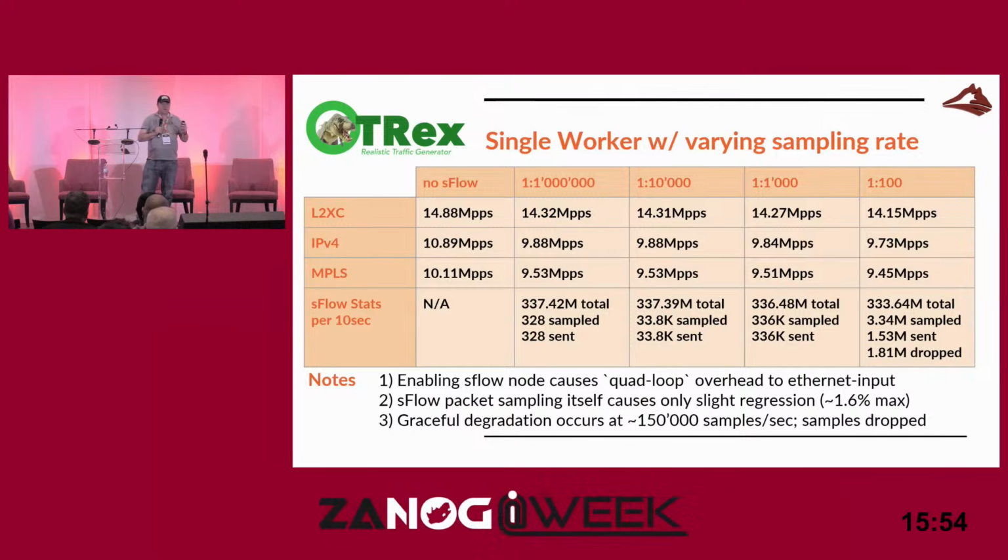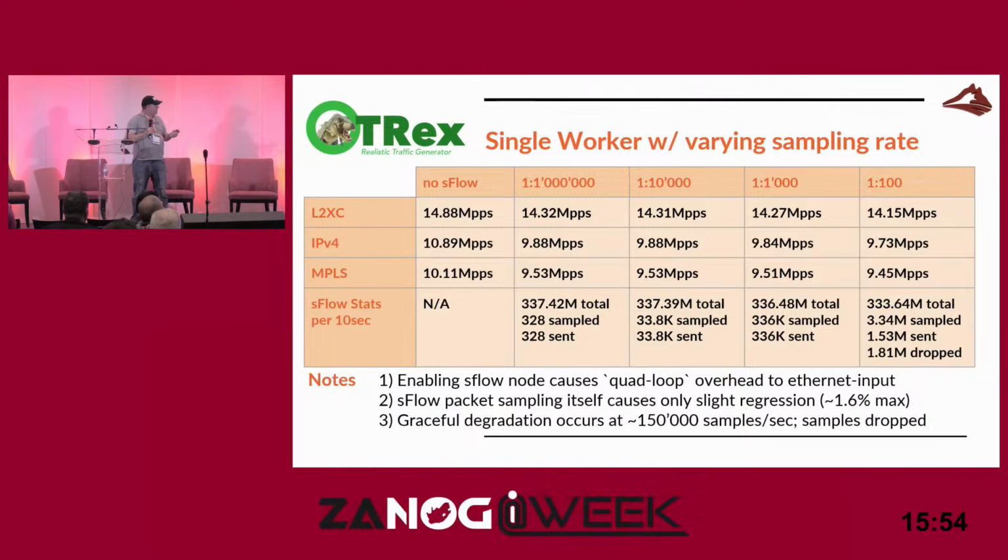If I turn on sFlow now, so this second row here, it drops to 14.3 million packets per second on 1 core. That's because now we have to inspect every packet through this graph node, which takes 9 CPU cycles per packet, right? So it's not entirely free. But then if I ratchet up the sample count from 1 in 1 million to 1 in 10,000, and even all the way up to 1 in 100, it doesn't drastically get worse. So we still do 14.15 million packets per second on 1 CPU thread in layer 2 cross connects.